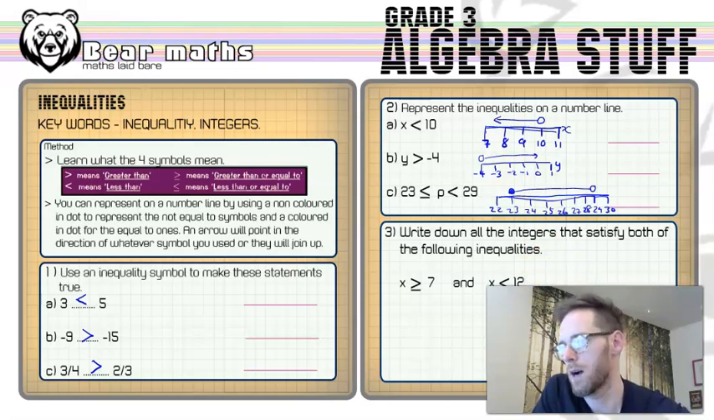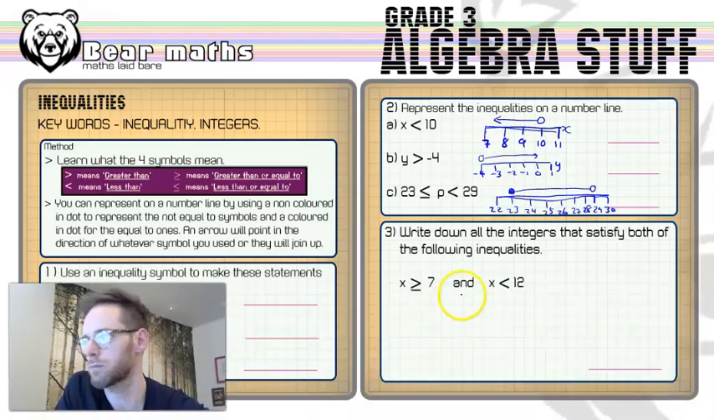Okay. Now let's look at moving me over, and the last question. I've got to write down all the integers, that means the whole numbers, remember, that satisfy both of the following inequalities. So we need to look at the numbers that are both at the same time more than or the same as 7, as well as being less than 12. Okay, so let's start with 7.